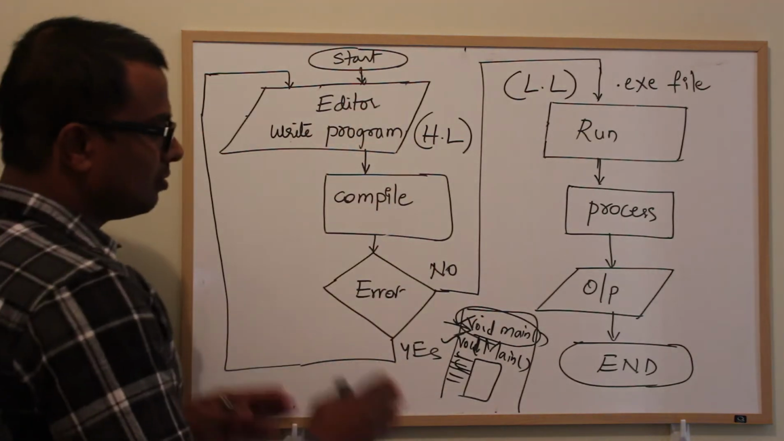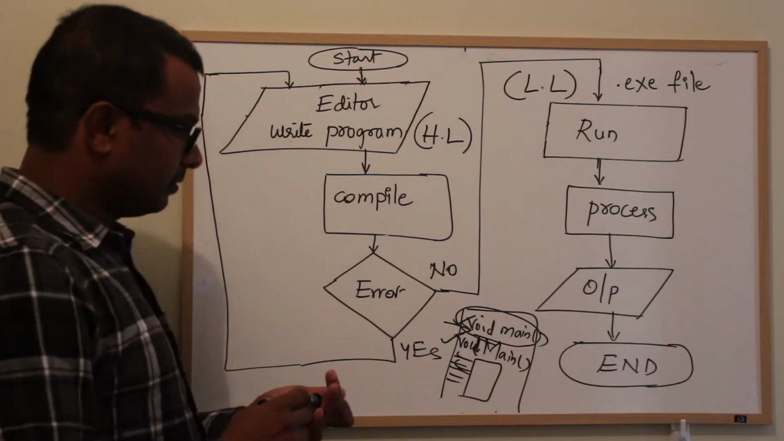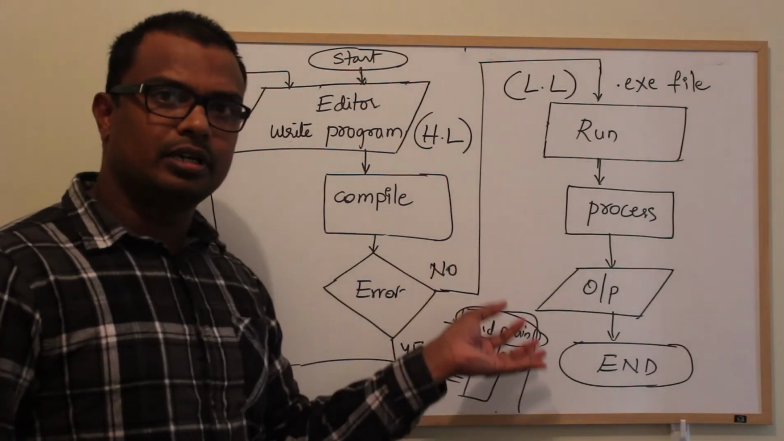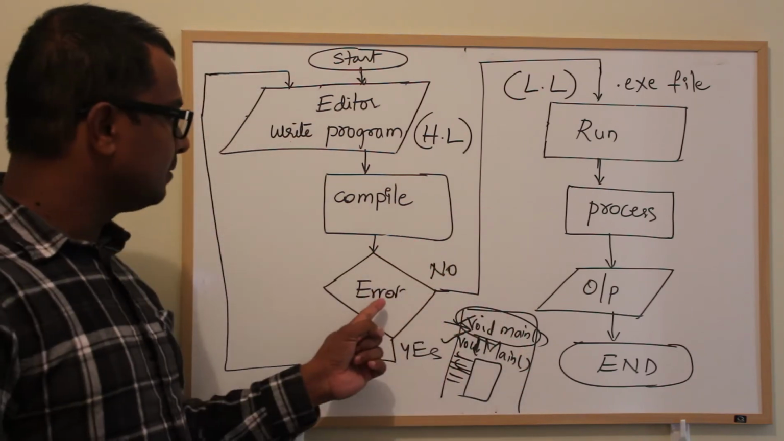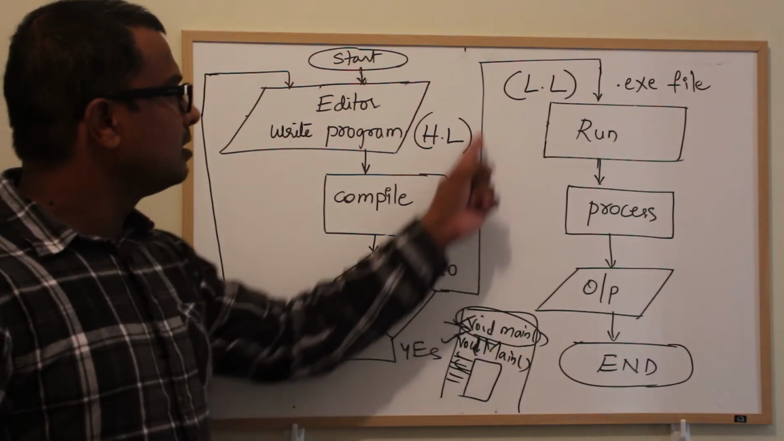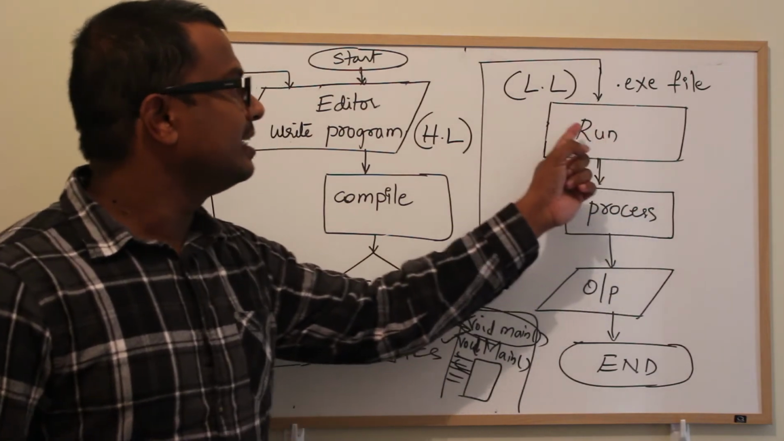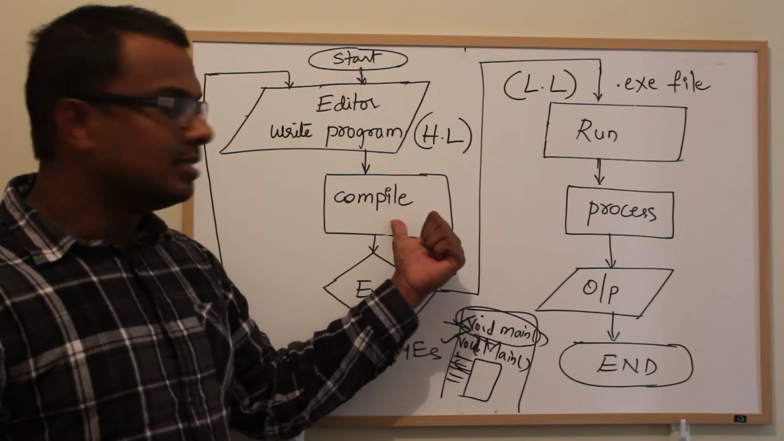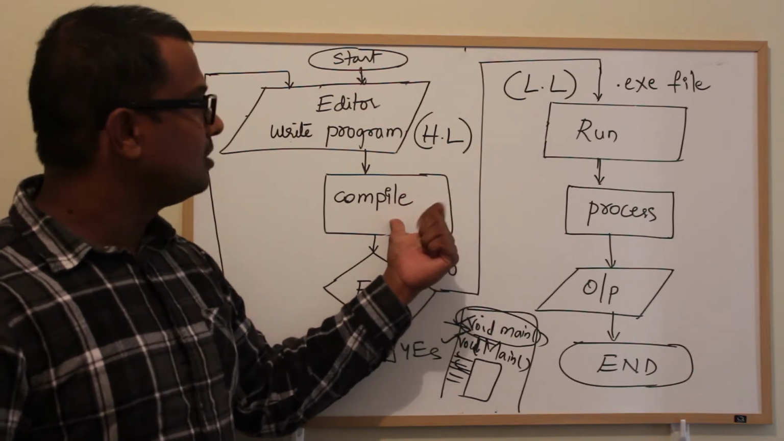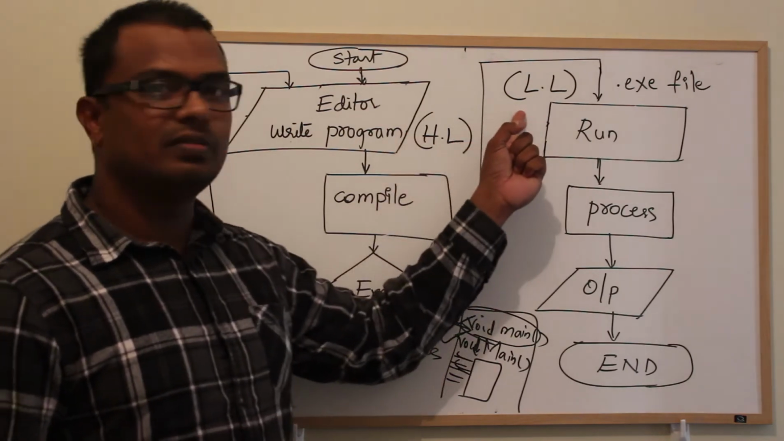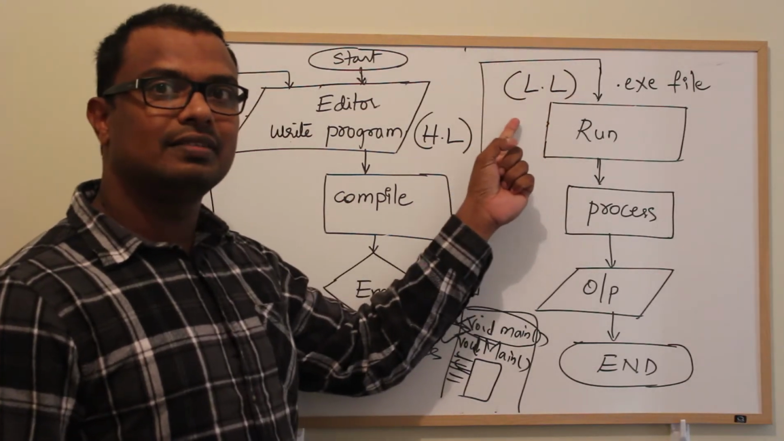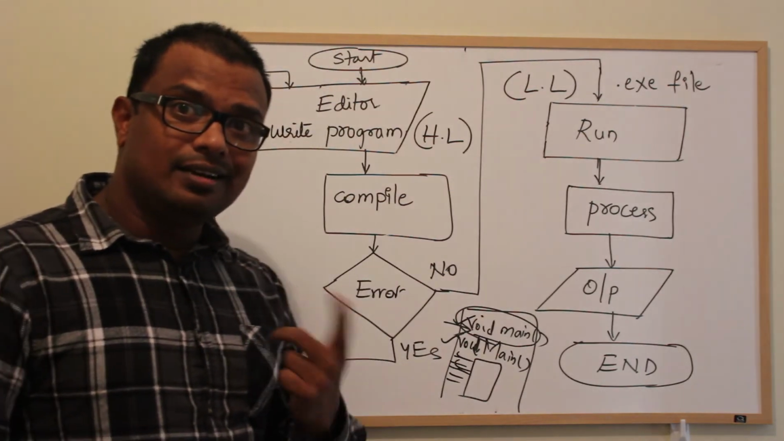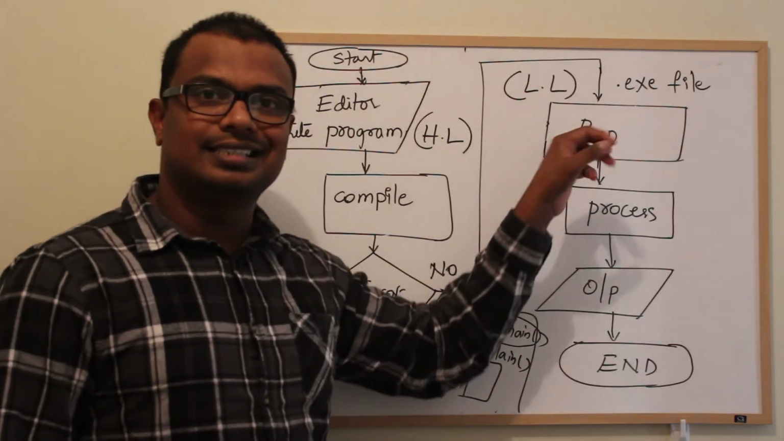Right? Now think that you are error free. You have corrected all the mistakes here. If the program is as per syntax, then no errors, and it will go to the next step. What is the next step? If there are no errors and the compiler has done its job, what is its job? It has converted high level language into low level language. What is the result of low level language here? The .exe file. What do you mean by .exe file? It's an executable file.